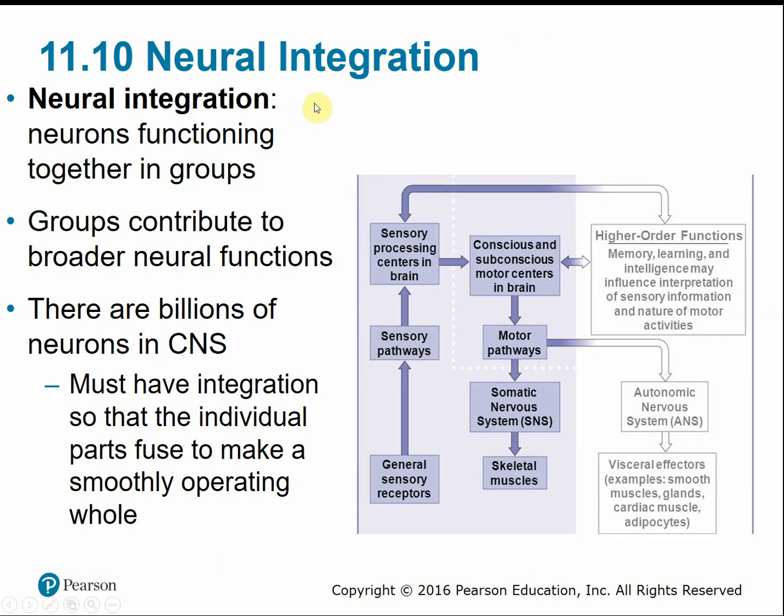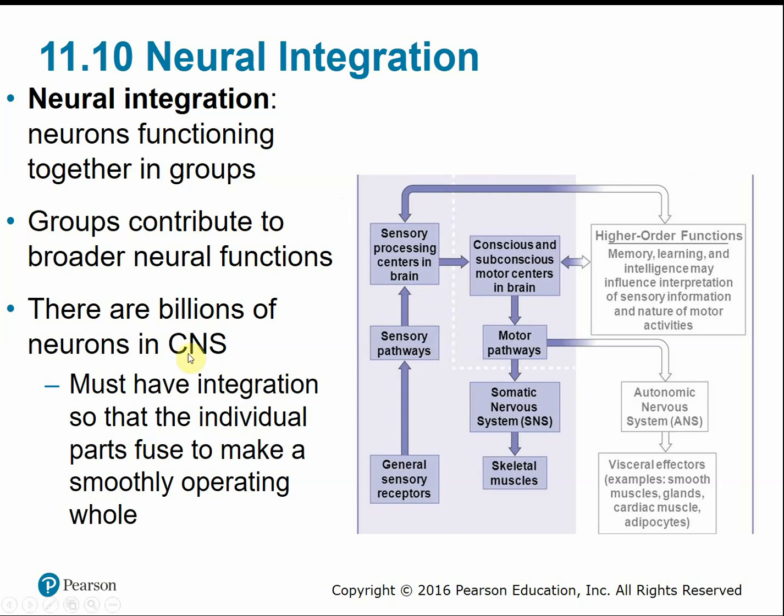Neural integration is looking at neurons functioning together in groups. So far we've really only talked about an individual neuron and its structure and function, but we know that neurons don't act solely independently. They're always interacting with other neurons and carrying on multiple conversations simultaneously. These groups of neurons working together are what contribute to our broader, higher mental functions.